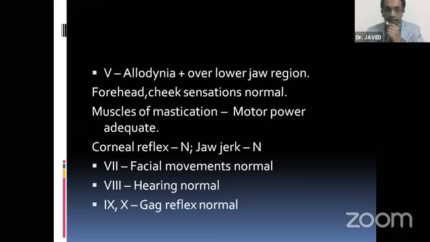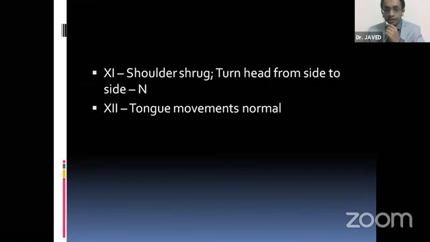The seventh cranial nerve, facial movements were normal. Eighth cranial nerve, hearing was normal. 9 and 10, gag reflex was normal. 11th cranial nerve, shrugging of shoulders, turning of head from one side to the other was normal. And the 12th cranial nerve, tongue movements were normal.